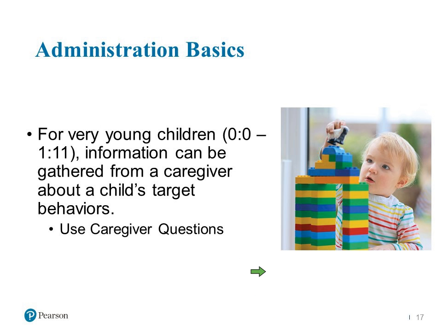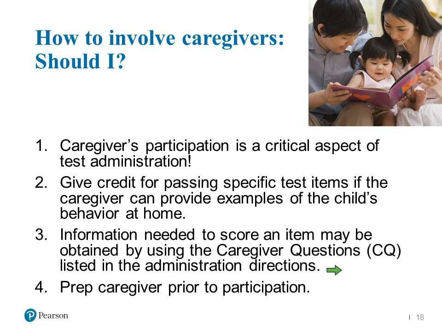Thinking about the administration, the basics of the administration for this, again, it's a screener. It's very easy to give, but there are some basics that we have to keep in mind. So for very young children, that would be 0 through 1 year, 11 months, information for this test can be gathered from a caregiver about the child's target behaviors. So you can use the caregiver questions to inform your assessment here. It doesn't always have to be elicited. Now, if you can assess that through looking at the child, then that's possible. But the caregiver can also give information for you to rate those areas.